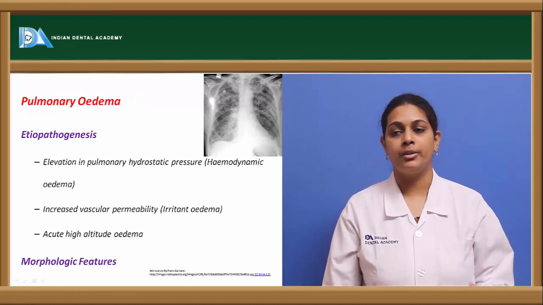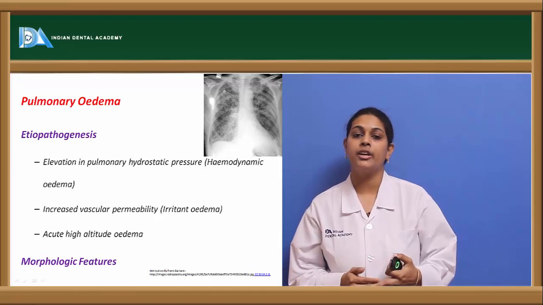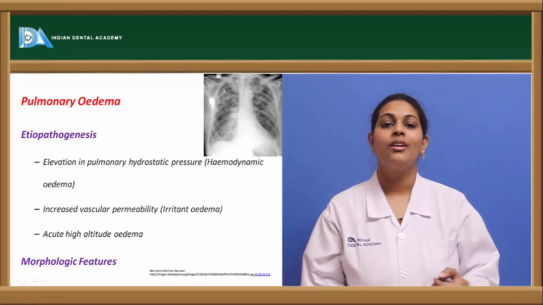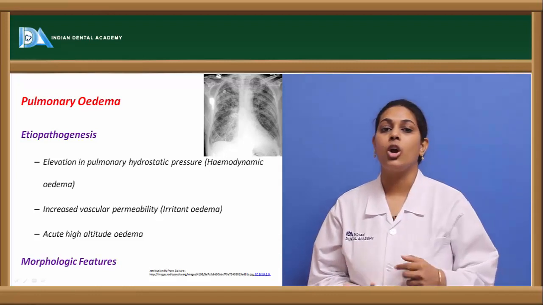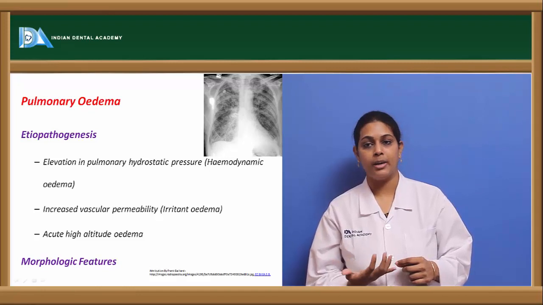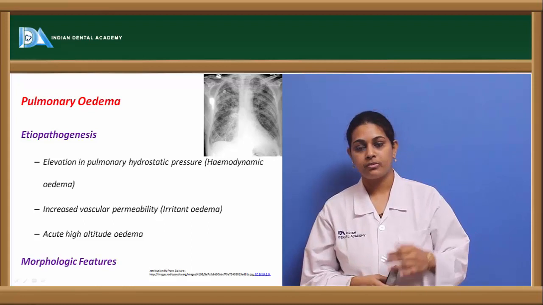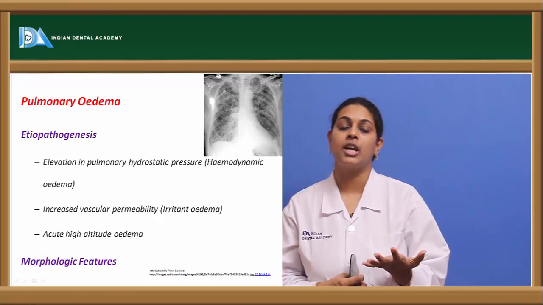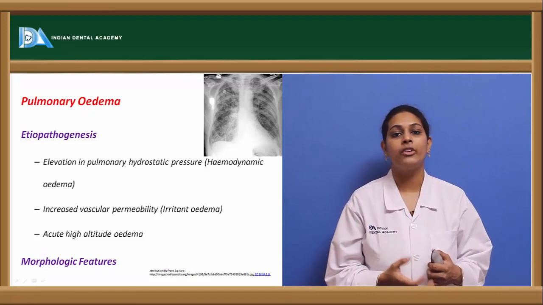Coming to a type of edema known as pulmonary edema. Usually the etiopathogenesis is most commonly because of an alteration in the hypertension present within the lungs. When there is an increase in pulmonary hypertension, this might alter the fluid within the lungs and cause hemodynamic edema, which in turn results in elevation of the pulmonary hydrostatic pressure. And when there is an increase in vascular permeability, this might cause increased accumulation of fluid and result in the formation of irritant edema.